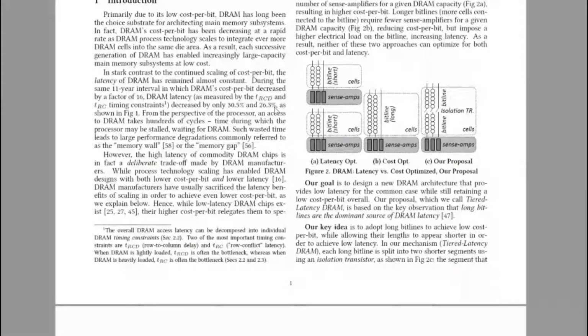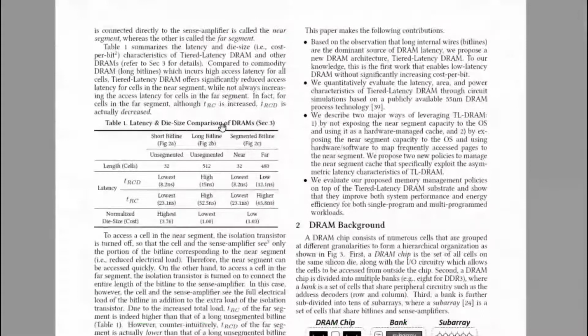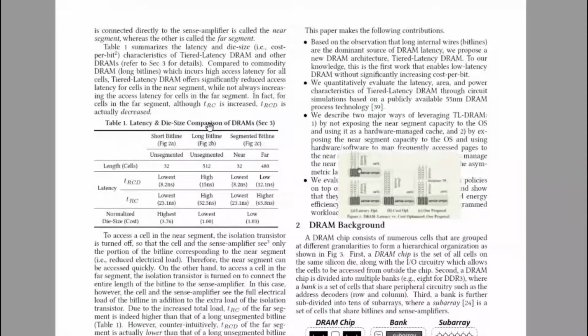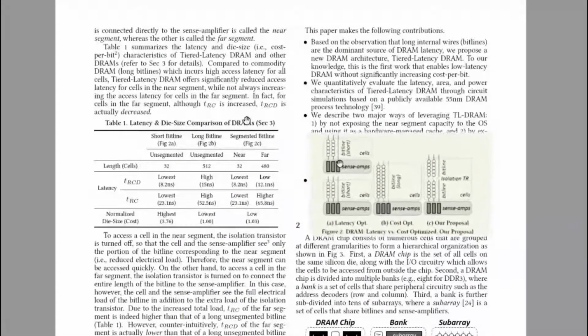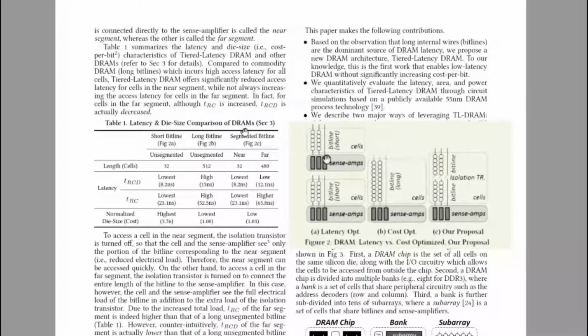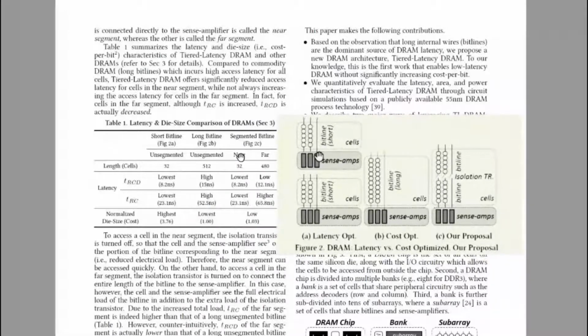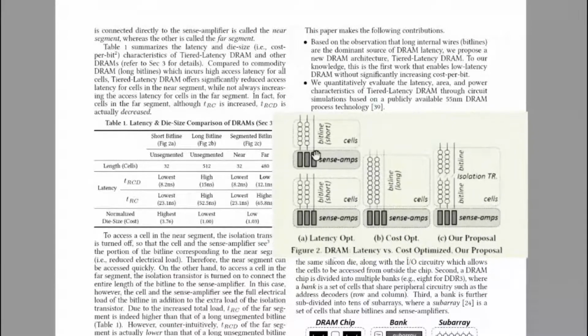So if we see the latency of this design, the latency of both TRCD and TRC is given in this table. This is the TRCD and TRC value of the first design. This is the latency of the second design, and this is the latency of the proposed design. The proposed design has two different segments, near segment and far segment, so the latencies are given for both the segments separately.